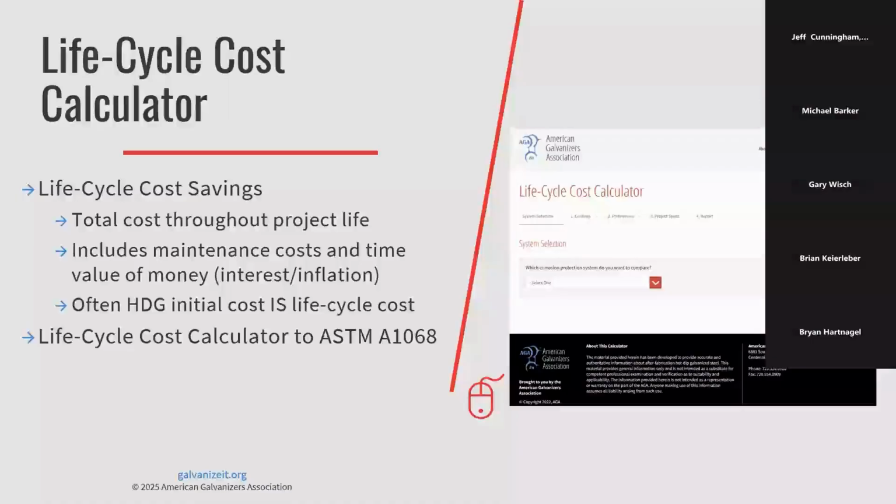Our life cycle cost calculator is probably our most powerful tool. It shows the life cycle cost savings throughout the life of the project. This includes maintenance cycles and time value, so we did interest and inflation as well. Oftentimes when you run these life cycle cost calculations, you'll see that hot dip galvanizing's initial cost is its entire life cycle cost, just because it lasts so long in these environments. It doesn't require touch up and maintenance like paint or other coating systems would. And our life cycle cost calculator is all to ASTM A1068.